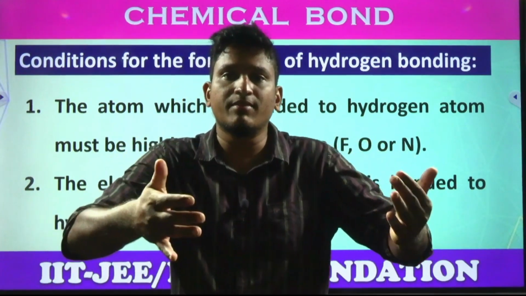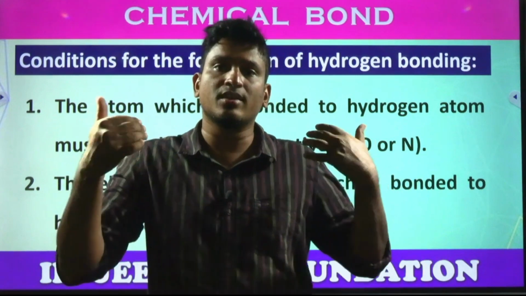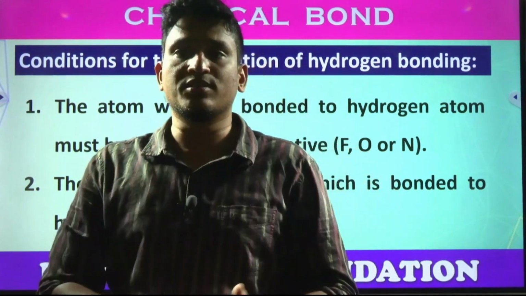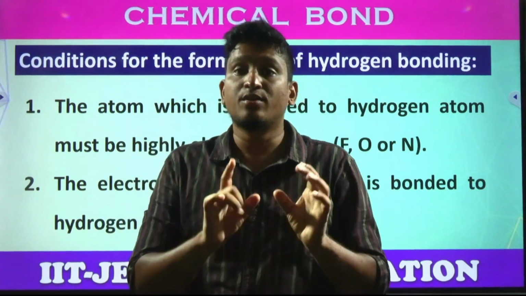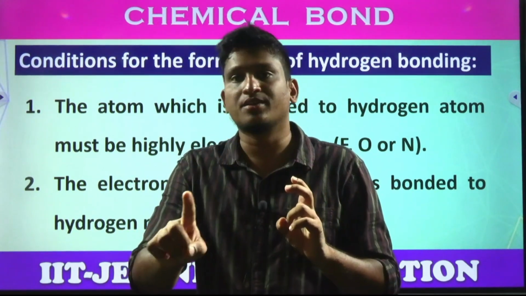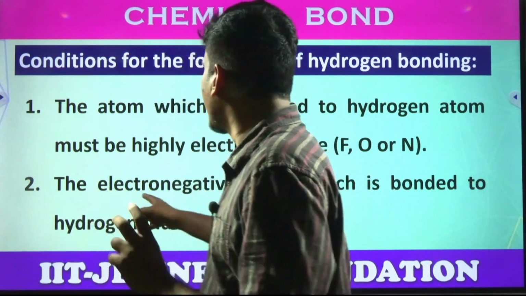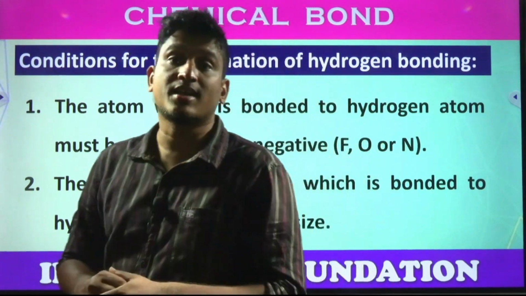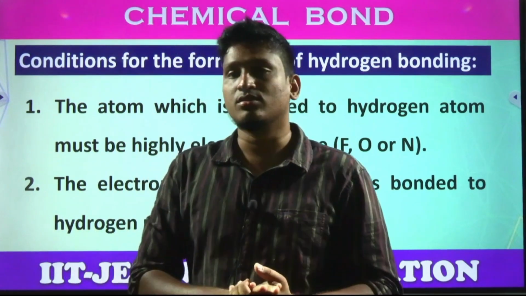If electronegativity is more only, then it can show significant attraction. So definitely for the existence of this hydrogen bonding, what is compulsory? Hydrogen should be bonded with a highly electronegative element. That is the first condition. Next, the electronegative atom which is bonded to the hydrogen must have a smaller size. Size is also one of the factors.